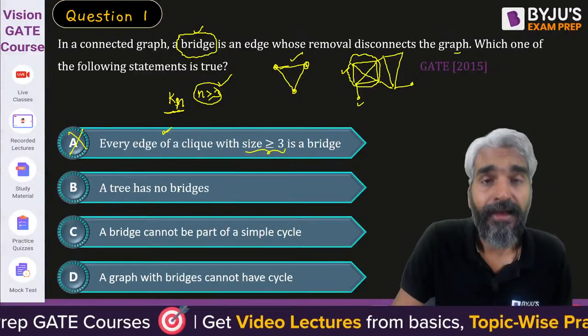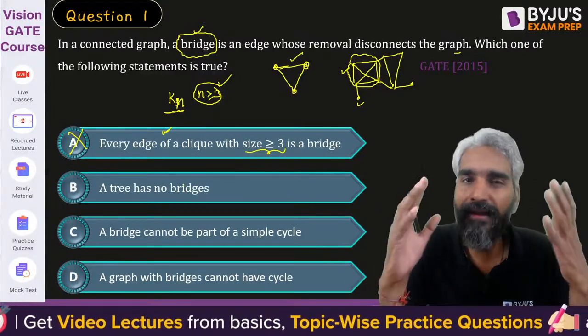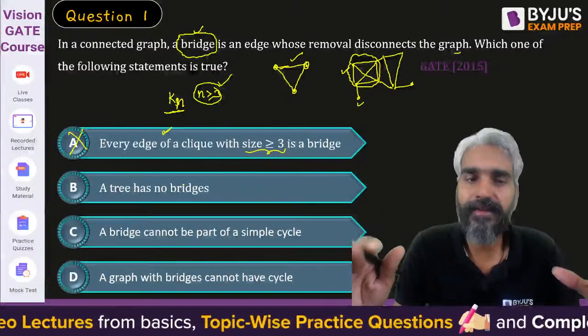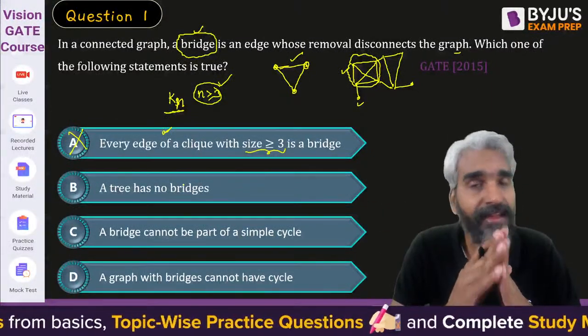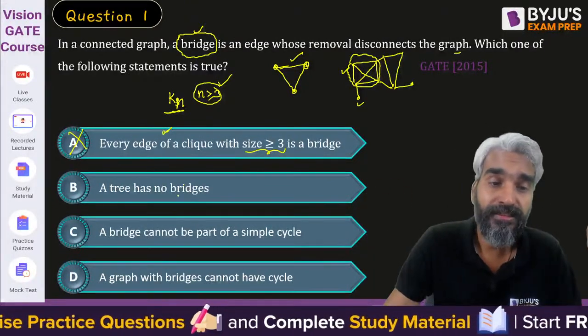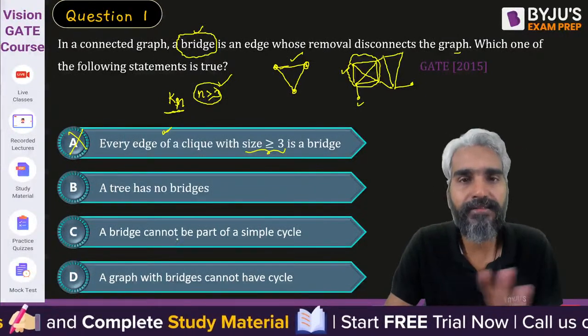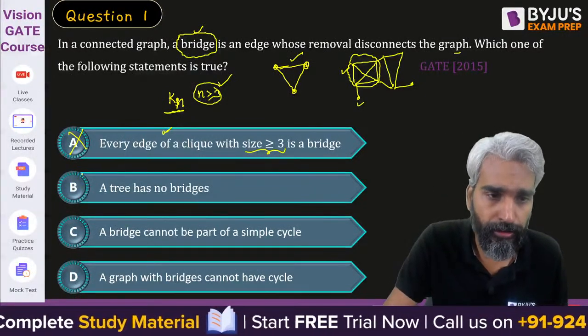A tree has no bridge. Now again, it's complementary. A tree is a minimally connected graph. So if you remove any edge from the tree, it will become disconnected. So it says a tree has no bridge, but precisely every edge of a tree is a bridge. So this statement is also false.